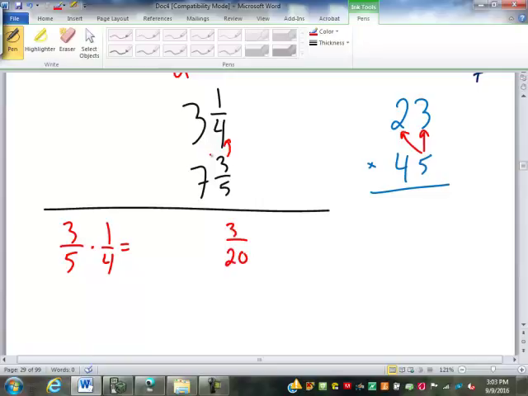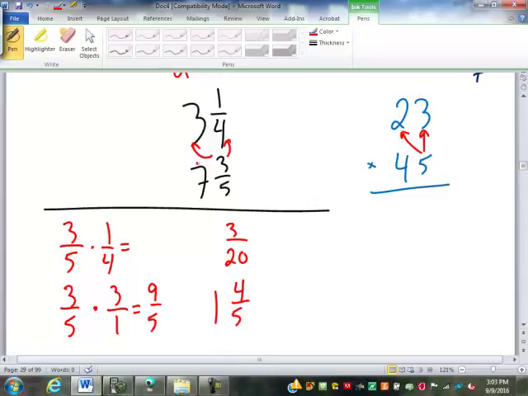But the 3/5 also has to multiply the 3. How do we multiply a fraction times a whole number? We make it 3 over 1, so it's now a fraction. 3 times 3 is 9. 5 times 1 is 5. 9/5 or 1 4/5.